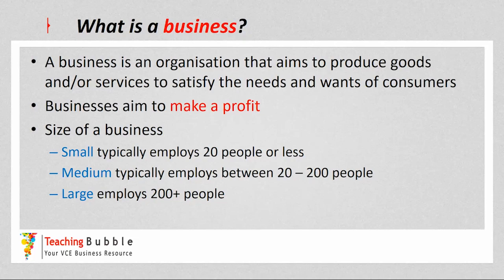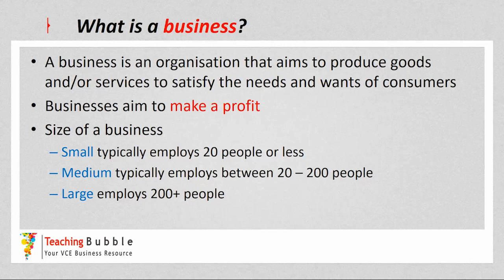Now, the entirety of Unit 3 and 4 is about businesses, so it's important to actually know what a business is. A business is an organisation that produces goods and services to satisfy the needs and wants of consumers with the aim of making a profit. So that's really important. All businesses are trying to make a profit. What they do with that profit will vary, and you'll notice that as we go through the next few videos. But the key is that they are commercial entities that are aiming to make a profit through the sale of goods and services.